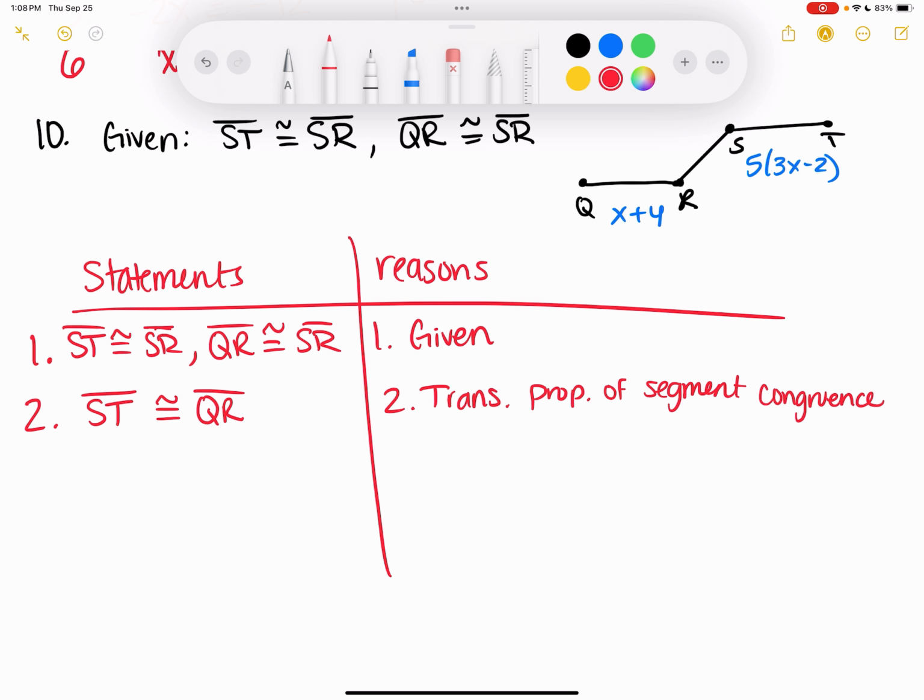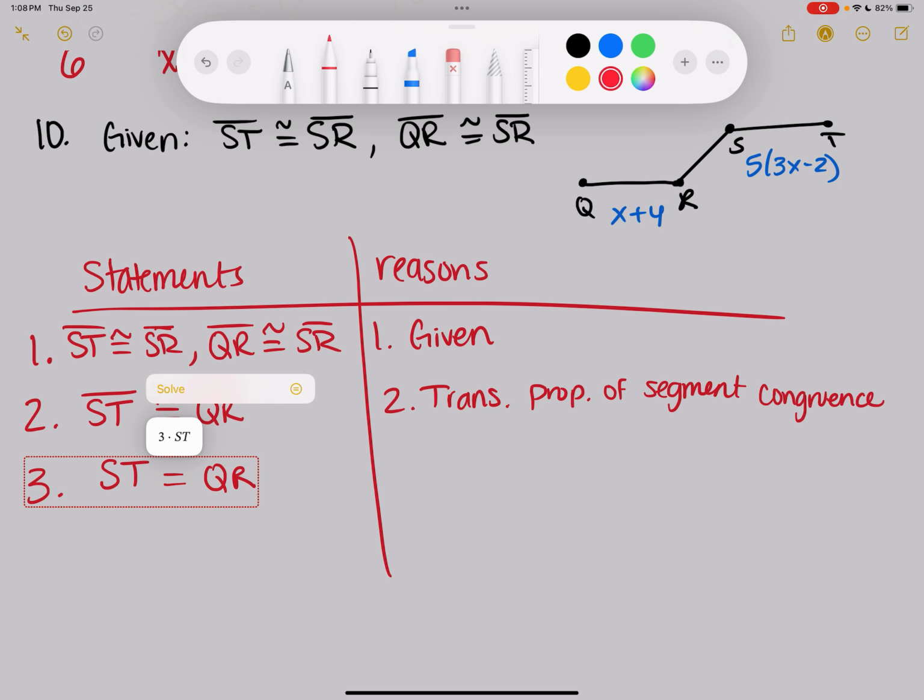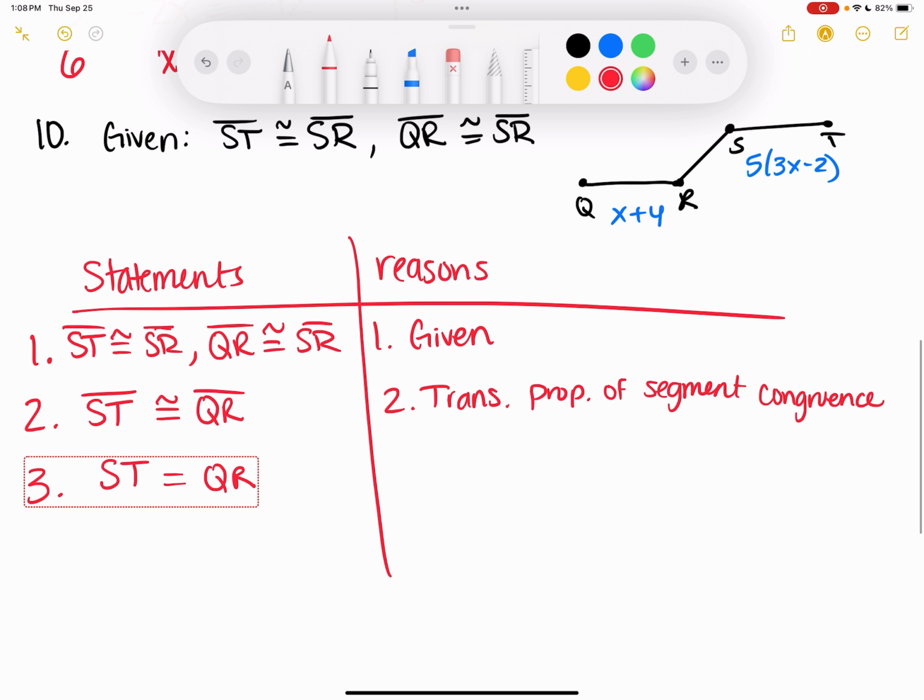Ideas on what my next step will be? What's pretty much always the step that's going to follow this? Yep, ST equals QR, so we're going to change them so that they're just equal to each other. And what's my reason for that? Definition of congruent segments. Yep, definition of congruent segments.